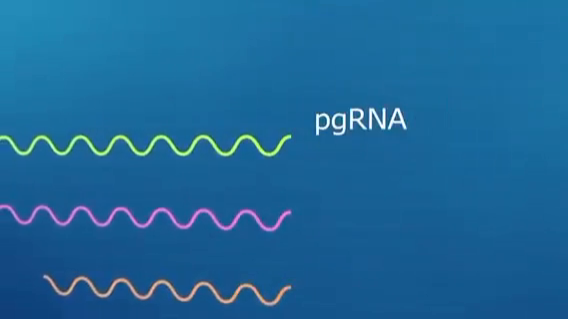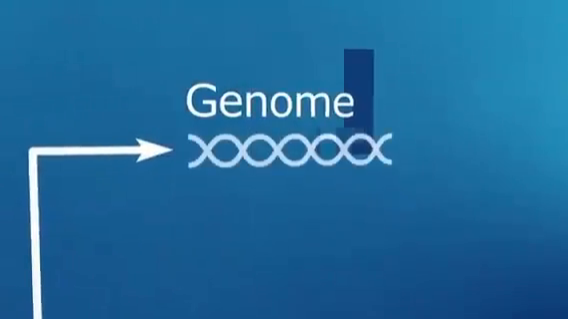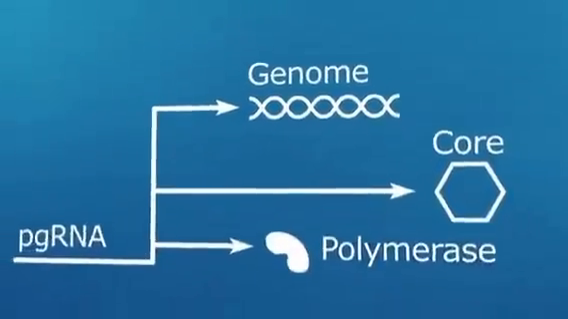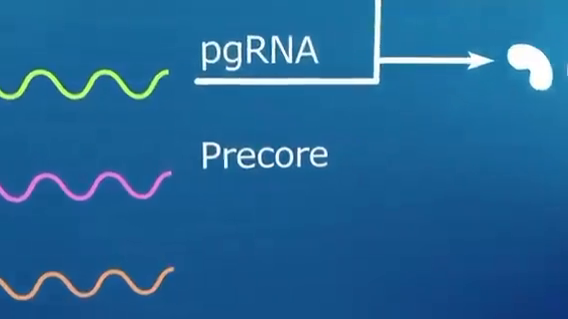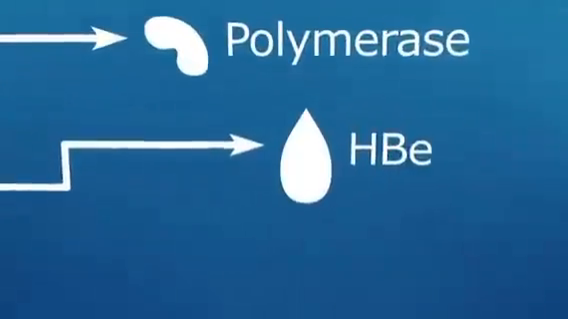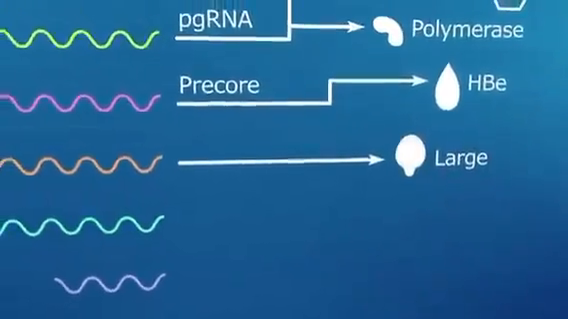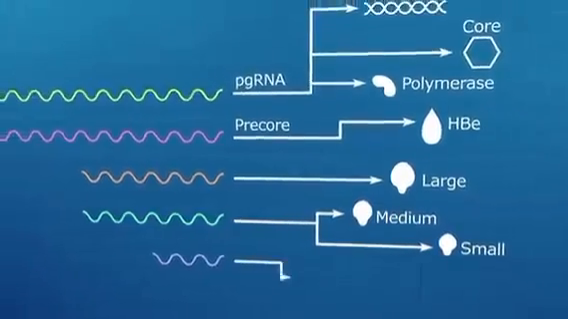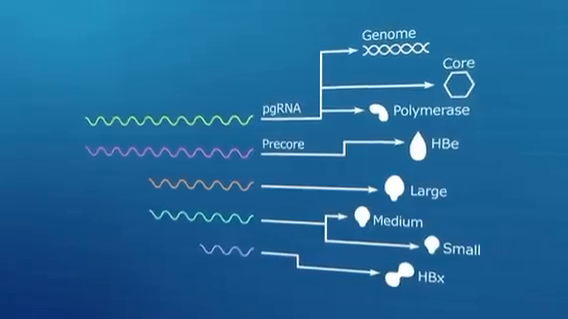The first, pregenomic RNA, pgRNA, is a template for reverse transcription of new viral genomes, as well as translation of core and polymerase proteins. The second encodes precore protein, which is ultimately processed and secreted as HBe antigen. The other 3 encode the large hepatitis B surface antigen, the small and medium hepatitis B surface antigens together, and the multifunctional HBx protein, respectively.